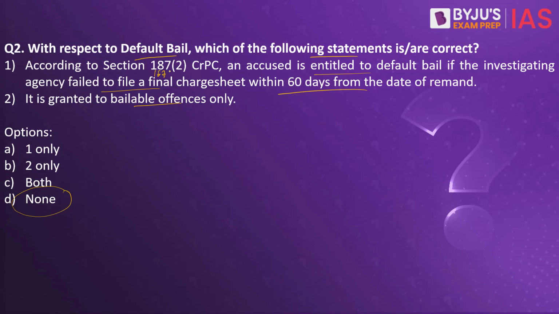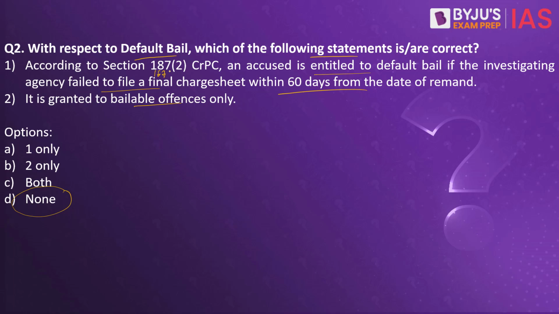So according to section 167 of the CrPC, what it speaks about is the default bail, and it is not 187. Next, the statement that it is granted to bailable offences only is also wrong. It is granted both to the bailable as well as the non-bailable offences. This basically means that if a person has committed an offense where bail is a matter of right, in such cases default bail can also be given.